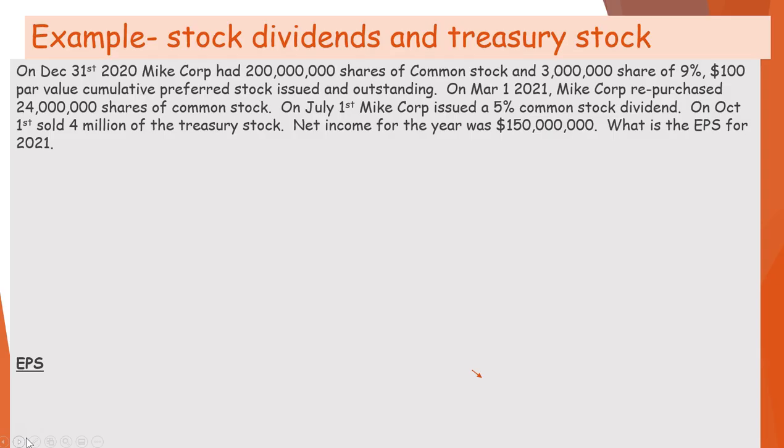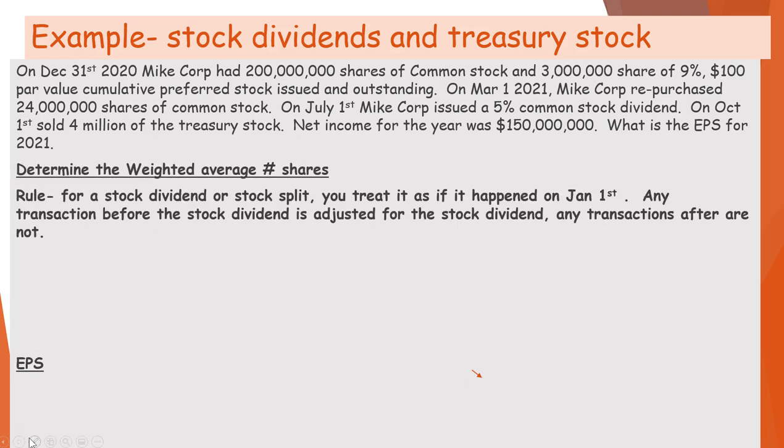So here's our example. Mike has 200 million shares of common stock and 3 million shares of 9% par cumulative preferred stock issued and outstanding. On March 2021, we repurchased 24 million shares of common stock. On July 1st, we had a 5% stock dividend, and on October 1st, we sold 4 million of the treasury stock. Net income for the year is 150 million. What is earnings per share?